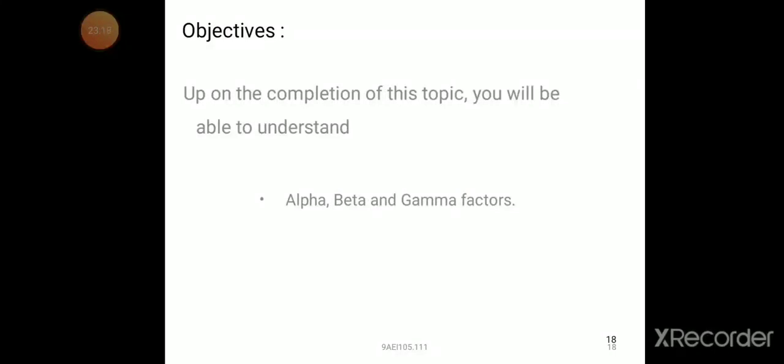So now we try to discuss alpha, beta, and gamma. These are called current gains. What is the meaning of current gain? What amount of current is gained from the input current in the configuration is called the current gain. So now we try to analyze in which configuration we get the best voltage gain, current gain, and input and output resistances.